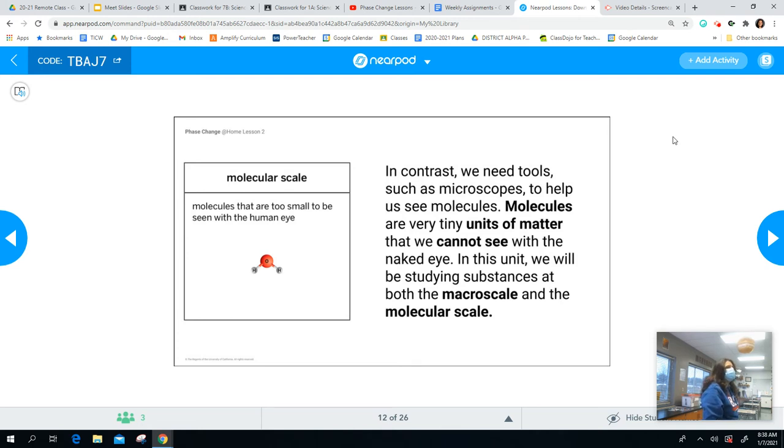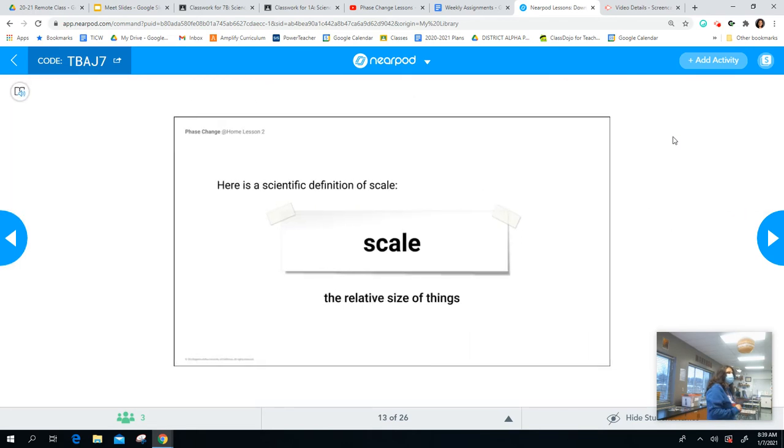In this unit, we're going to be studying substances at both the macro scale, with just your eyes, and the molecular scale. So in the picture there, we see water. The water that you see there with those little atoms, the red and the gray circles, those molecules, looks very different than the water you see in your water bottles, right? You don't see a bunch of little circles floating around in your water bottle. But those are the molecules, the H2O, that makes up the water. So molecular scale is looking at those little individual particles or molecules.